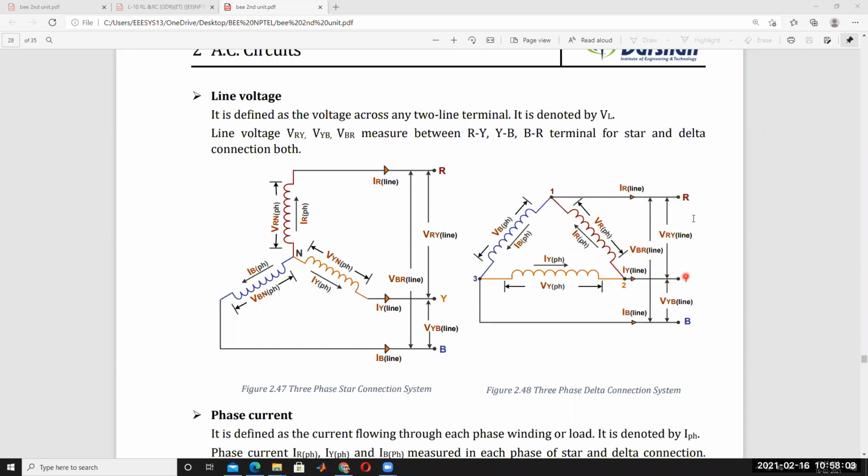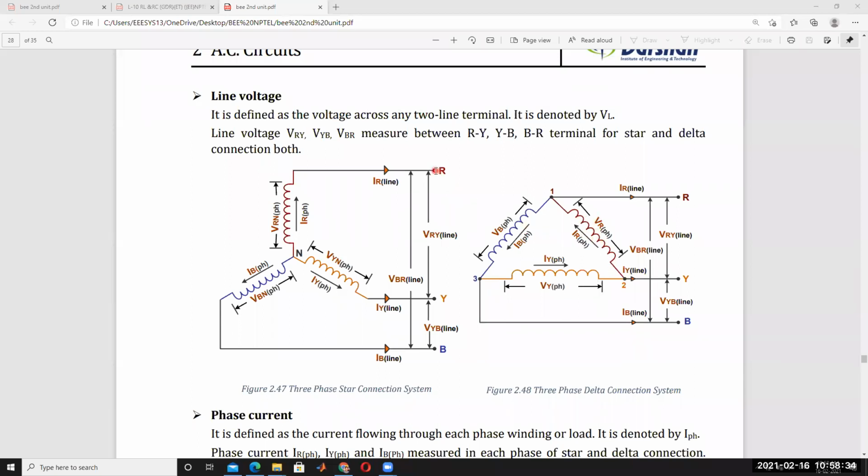In between R and Y is called line voltage. Here also R and Y is called line voltage. This line voltage is equal to the phase voltage. VR phase is equal to VRY line. It is connected exactly in parallel across the winding. The R line is connected and the Y line is connected. That's why line voltage is the same as phase voltage in the delta connection system.